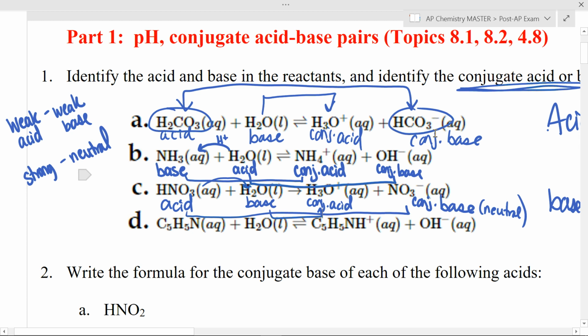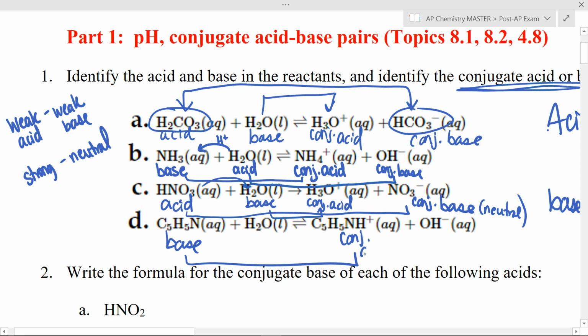All right, and last one real quick. This one looks like it's being a hydrogen taker, so this is a base, and this right here is its conjugate acid, and that means my water is acting as the acid. It's giving away a hydrogen and leaving behind OH, which is its conjugate base.